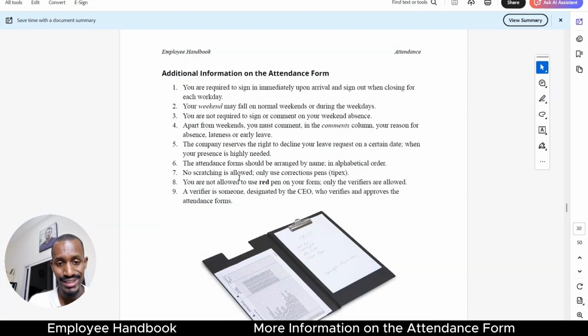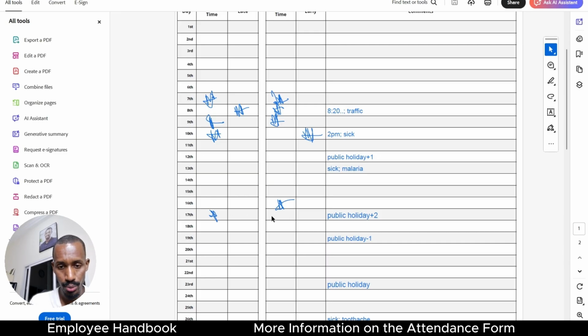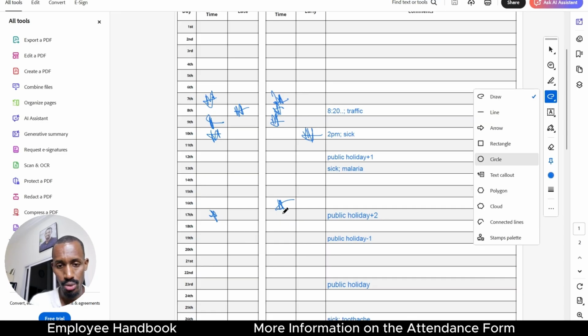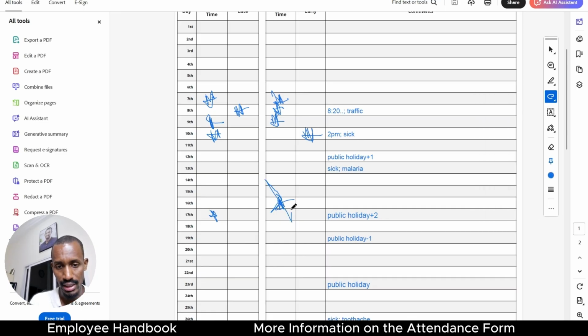No scratching is allowed. Only use correction pens, that is Tipex. For example, if you were supposed to sign here, but you mistakenly sign there, you don't just scratch it out. Okay, you don't do that. What you actually do is take the correction pen and apply it like this. You see? Then you come again here and sign. All right. No scratching is allowed.